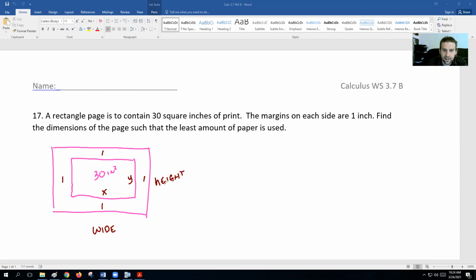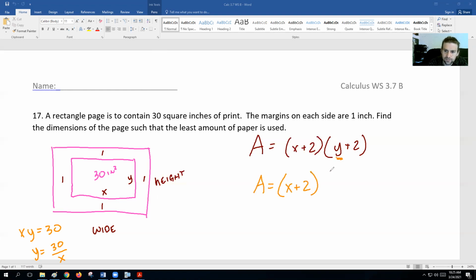Okay, so we want to minimize the area of the big rectangle. So area, which would be, okay, this whole width would be x plus 2, right? Because it's x along plus 1 on this side and plus 1 on the other side. And then the other side here is y plus 2. So just like in the last problem, we're going to have to set up our constraint. Our constraint is that x times y has to equal 30. So this inside part here has to equal 30. So we can substitute, say y equals 30 over x. So our area is (x plus 2) times (30 over x plus 2).